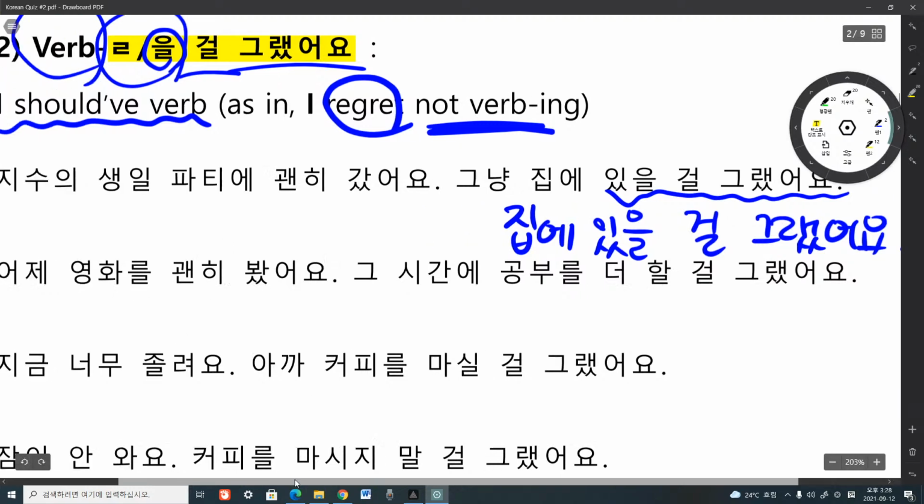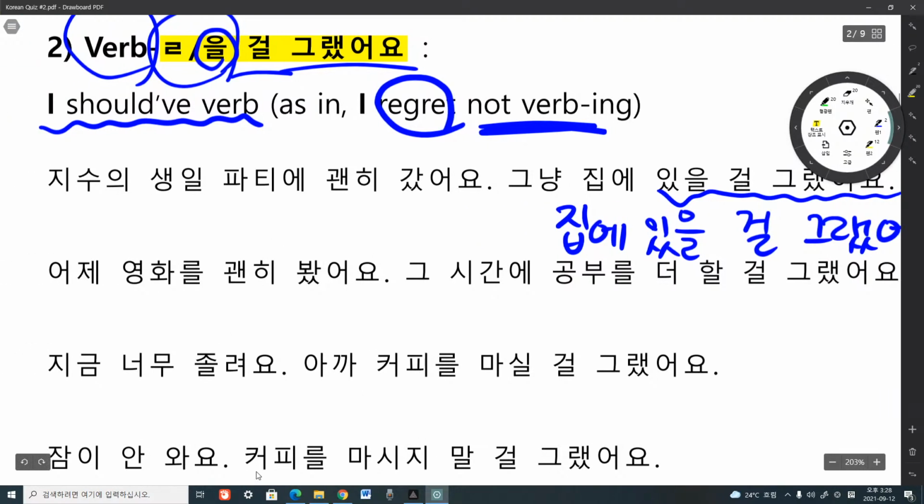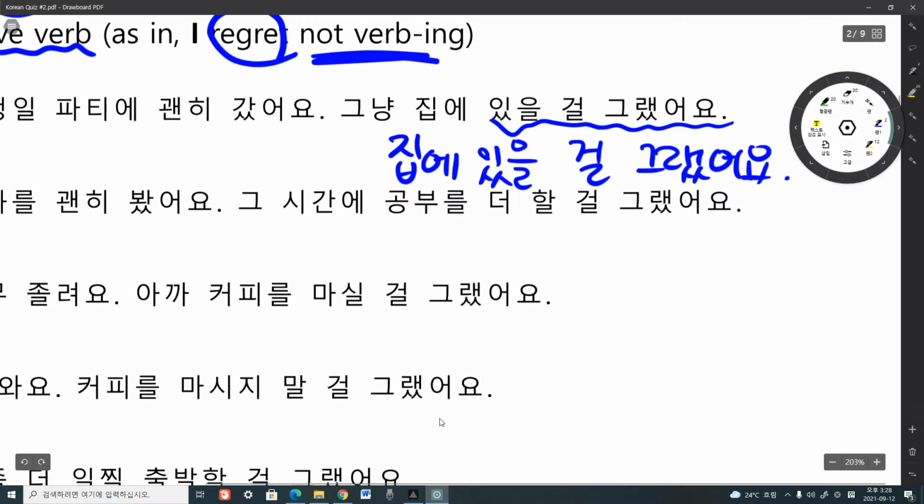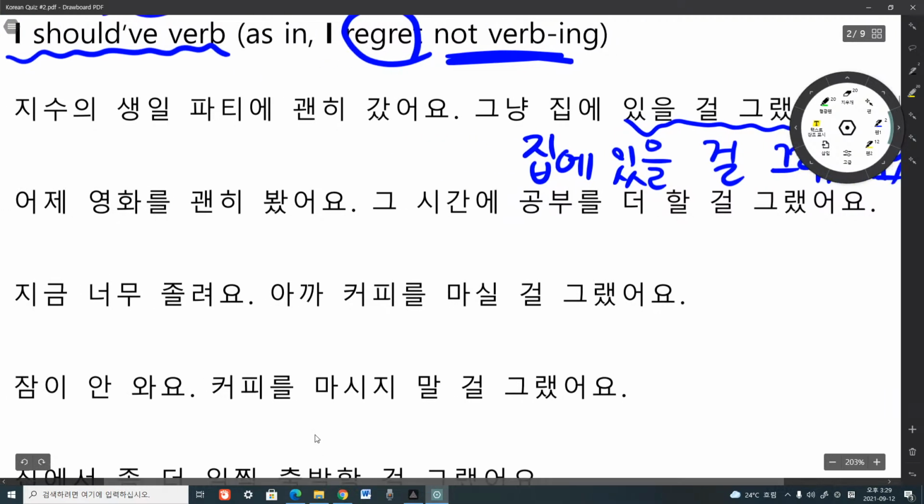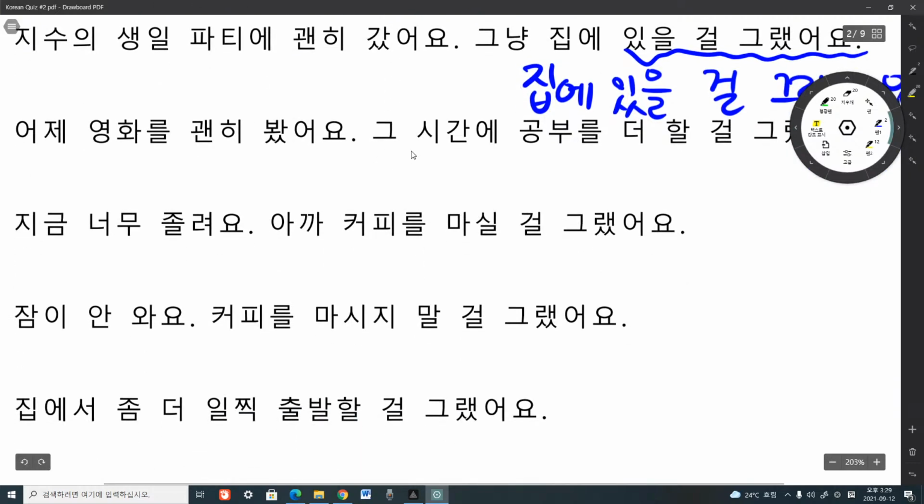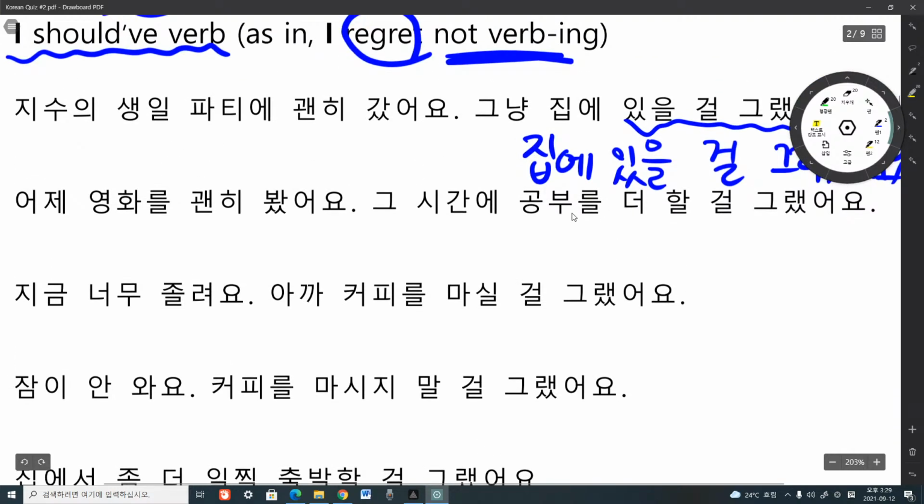So 지수의 생일 파티에 괜히 갔어요. I regret going to Jisoo's birthday party. I should have just stayed home is basically what these sentences mean. 그냥 집에 있을 걸 그랬어요. I should have stayed home. There's definitely some gap between me and you guys because maybe there's a delay, a bit of lag in the stream, which is common. So 그 다음에, yes, thank you guys for giving your translations. I just should have stayed home is the correct translation for 그냥 집에 있을 걸 그랬어요.